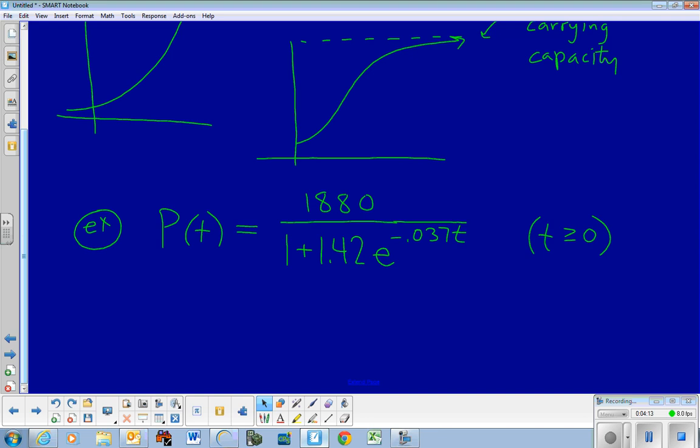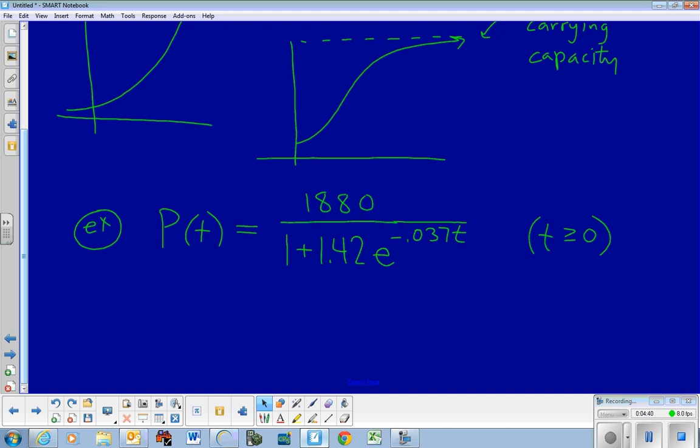So the kinds of questions they might ask us are to graph it, or to see how many fish there are at a certain year, or to see how long it's going to take to reach a certain population. But they're almost always going to ask us, how many fish can a lake hold? The answer is 1,880, and that's it. If they ask us, how many fish will there be in 50 years? And we just plug in 50 for t and see.